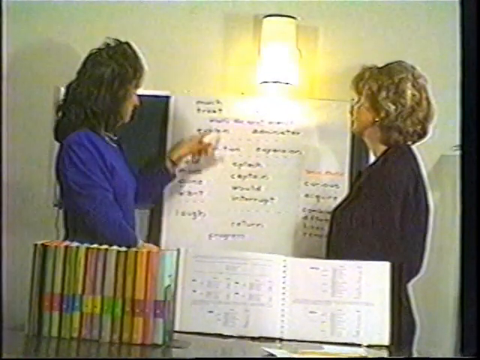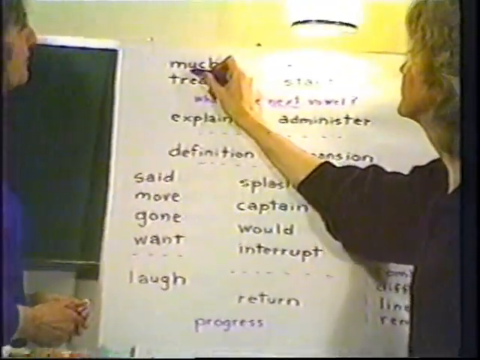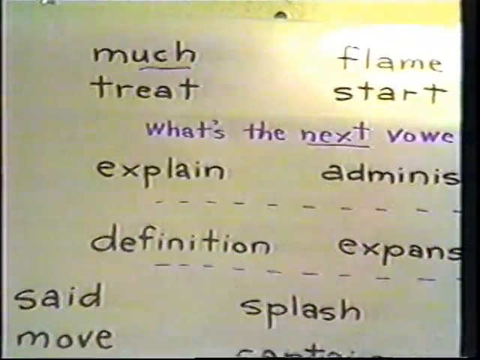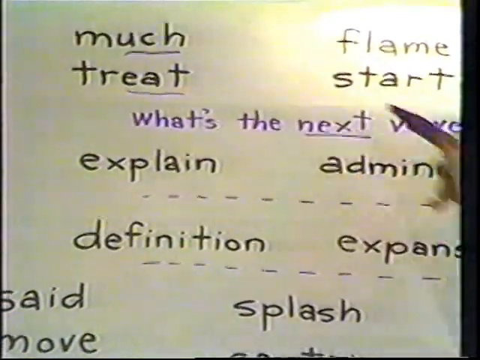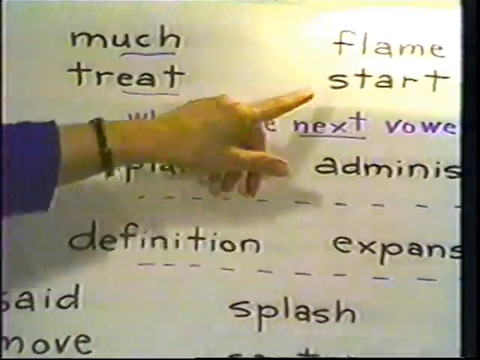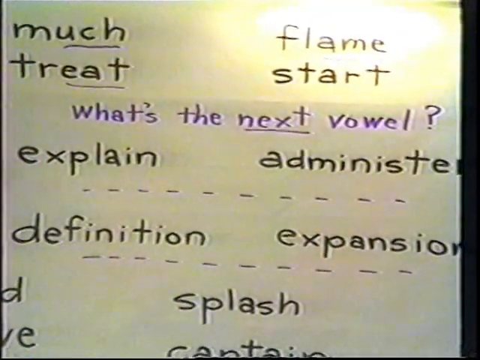What's the first vowel? U. Underline UCH. What's the family? Utch. What's the word? Much. What's the first vowel? E. Underline EAT. What's the family? Eat. What's the word? Treat. Very good. What's the first vowel? A. Underline AME. What's the family? Aim. What's the word? Flame.